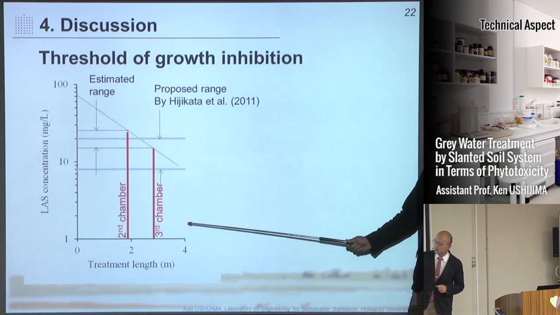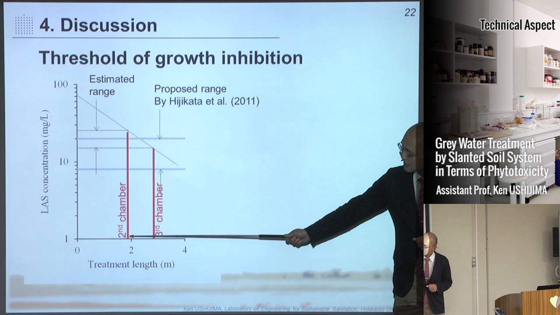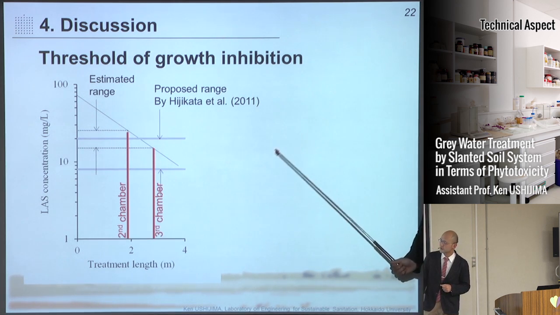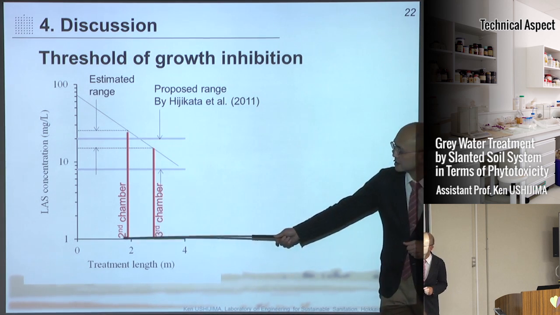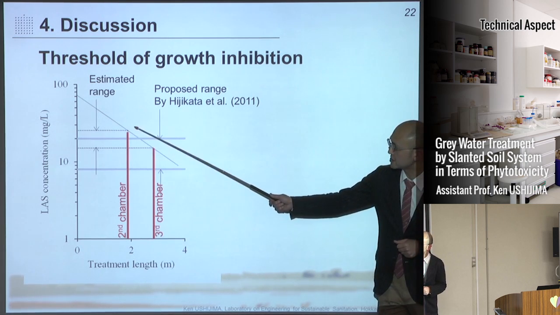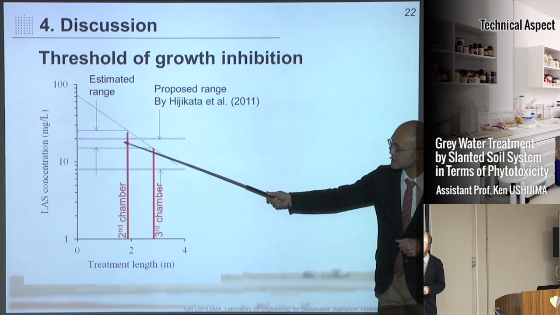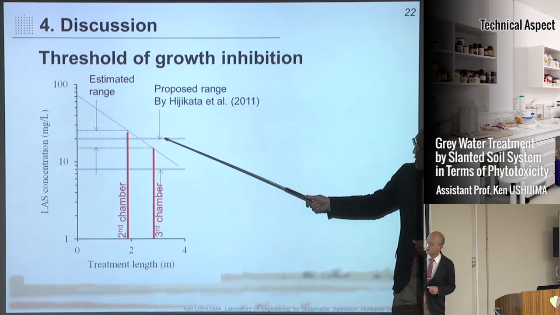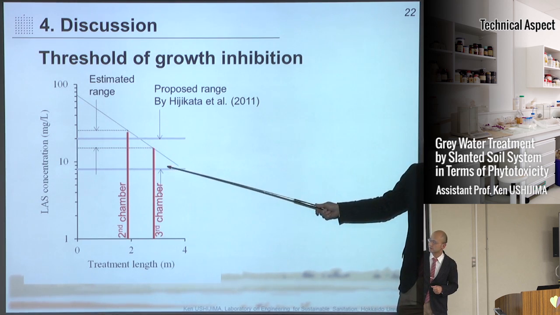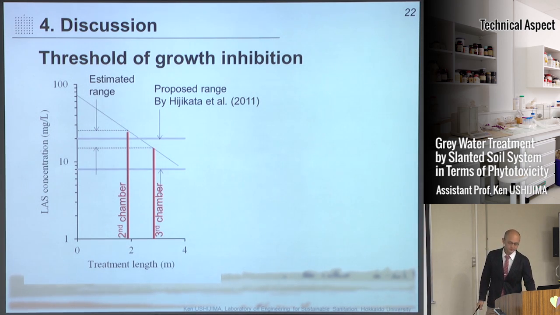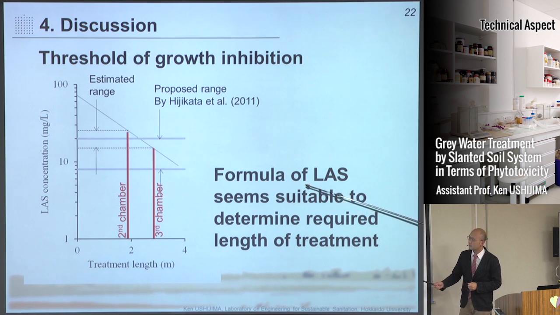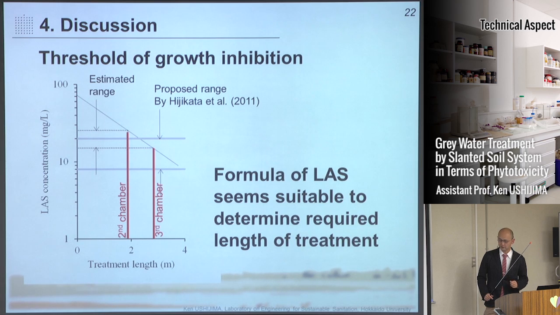In this experiment, we found the threshold between the second chamber and third chamber. Then, if we estimate the LAS concentration in this situation, the range is something here. This almost corresponds to the already known threshold range of the growth inhibition. So it means that the formula of LAS seems suitable to determine the required length of treatment.